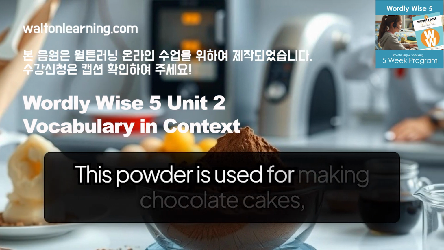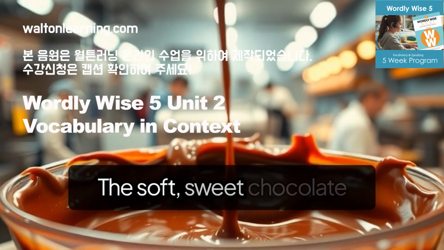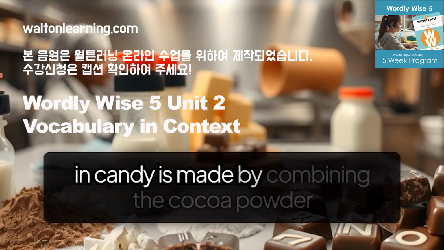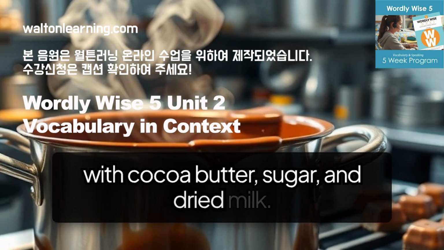This powder is used for making chocolate cakes, cookies, and puddings. The soft, sweet chocolate in candy is made by combining the cocoa powder with cocoa butter, sugar, and dried milk.